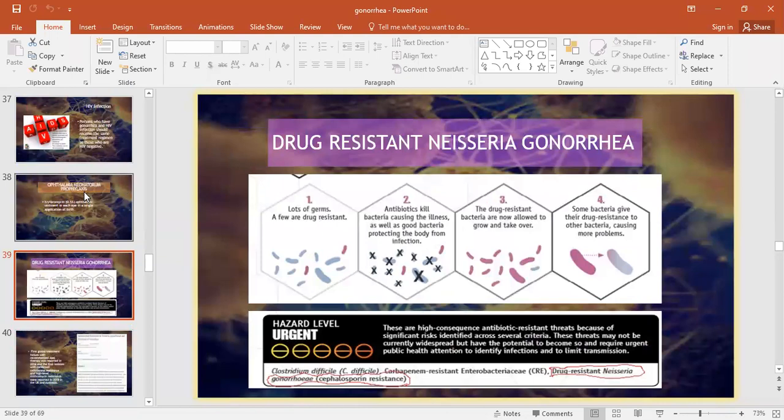Now, drug-resistant Neisseria gonorrhoeae. These are high-consequence antibiotic resistance threats because of the significant risk identified across several criteria. These threats may not be currently widespread but have the potential to become so, and require urgent public health attention to identify the infections and to limit transmission.